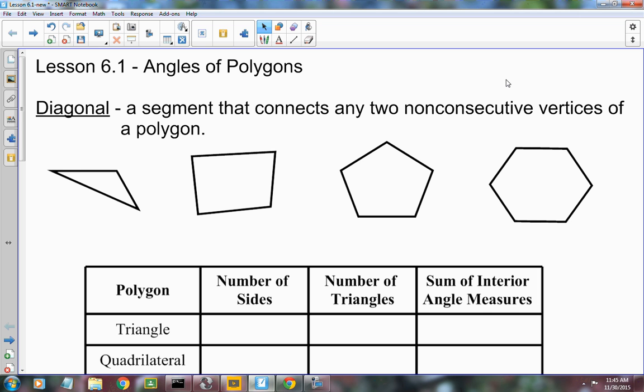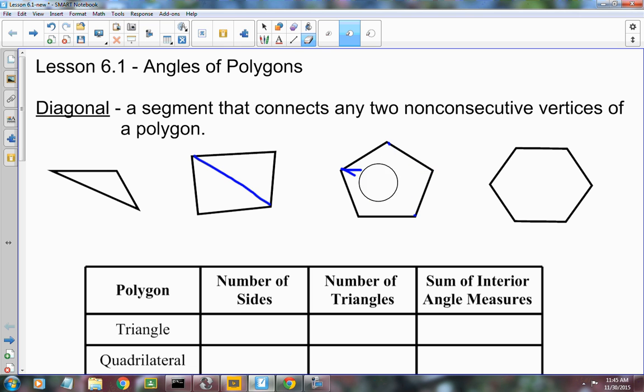So your triangle doesn't have any non-consecutive vertices because there's just 3 of them. But your quadrilateral does, and you go from this vertex to another one. It can't be one that's next to it. It has to be like that. It's got one. Your pentagon has several, 2 from every vertex. But that's what the diagonal is. Okay, it connects any 2 non-consecutive, 2 that are not in a row.